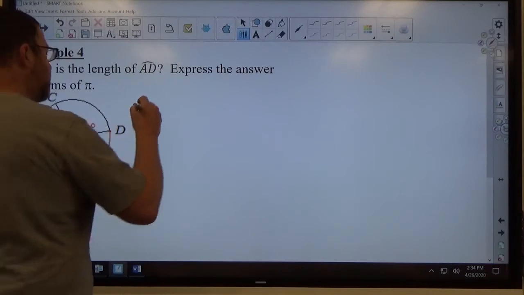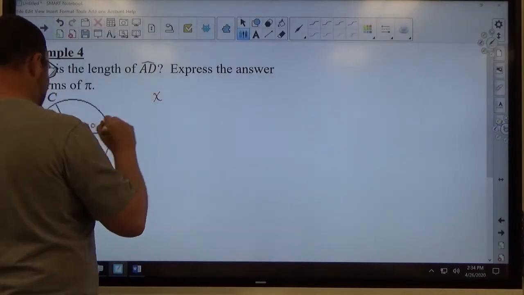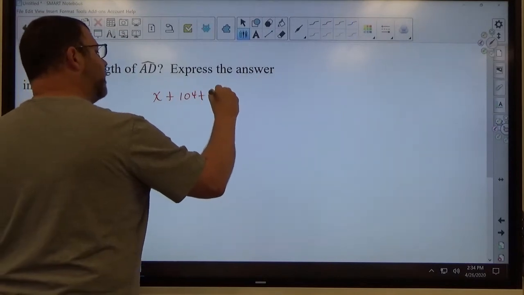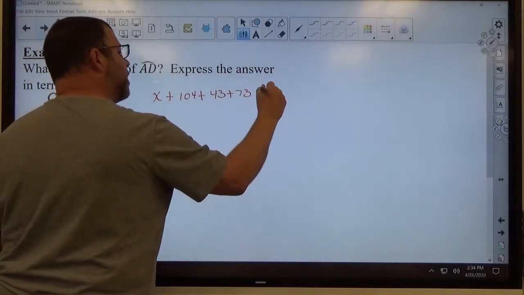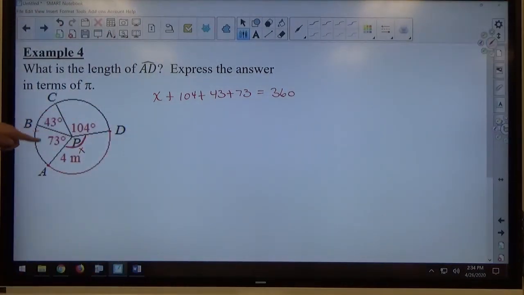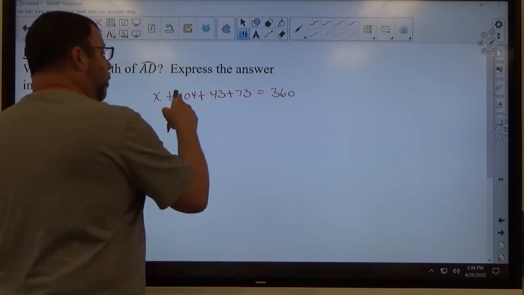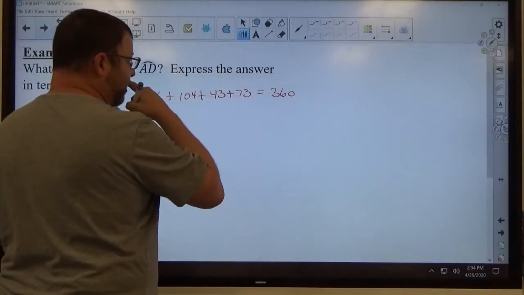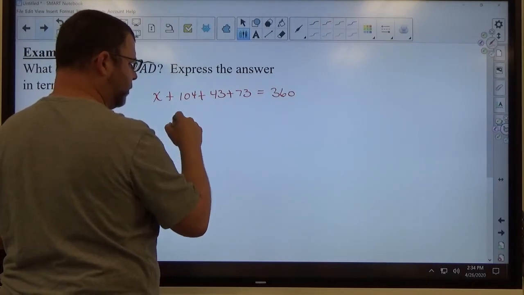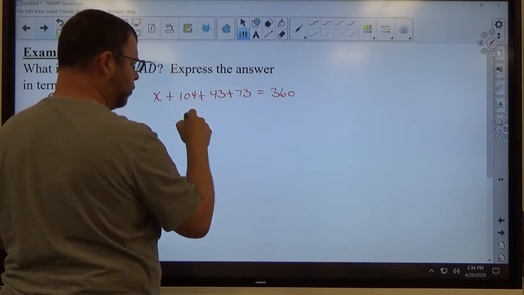So I take what I don't know, X, and I add it to 104 and 43 and 73. That should equal 360 degrees. Because again, all the central angles should add up to 360. 104 plus 43 plus 73 is 220.